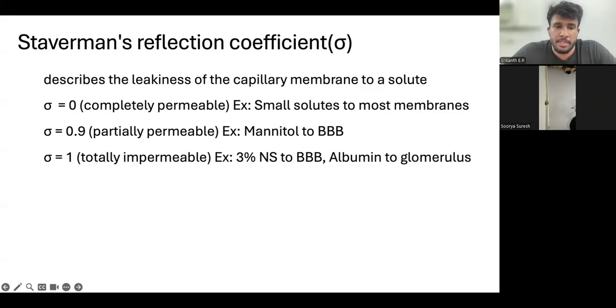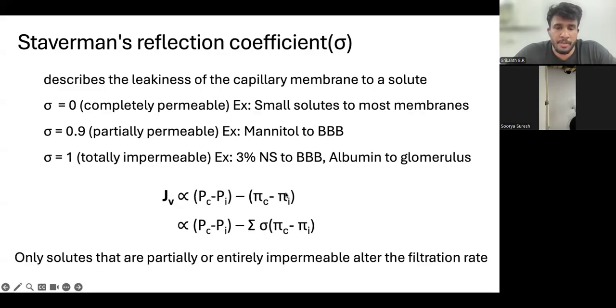And the reflection coefficient of 1, which means 3% saline, does not have this problem. And other solutes like albumin at the glomerulus are totally impermeable. Why this is important here is we need to apply the reflection coefficient to our previous formula. What we get is the hydrostatic pressure gradient minus the oncotic pressure gradient multiplied by the reflection coefficient. Because if it is completely permeable, that is, if it is zero, it does not exert any oncotic pressure gradient at all. Only the solutes which are partially or completely impermeable will exert an oncotic pressure gradient.